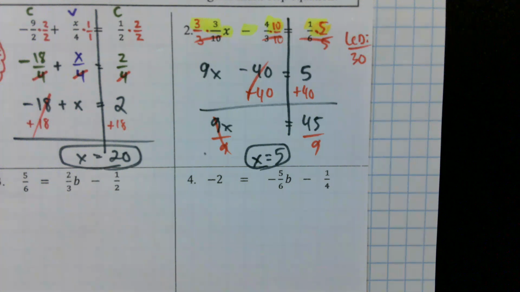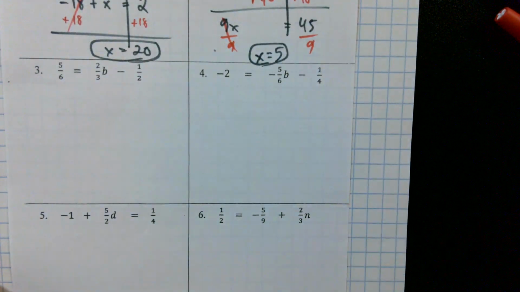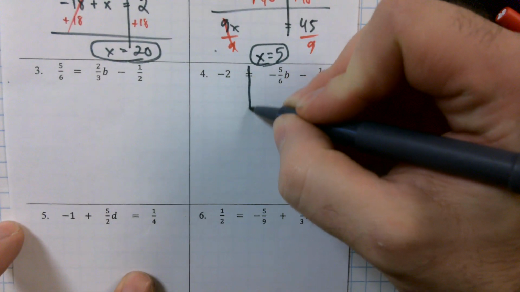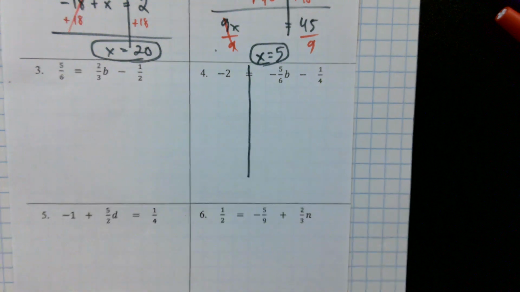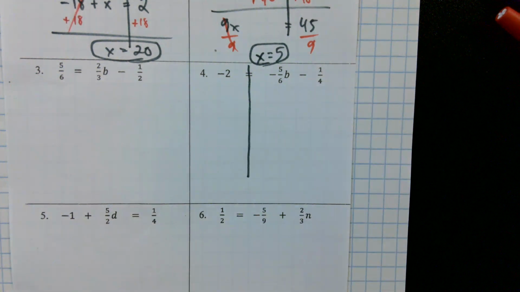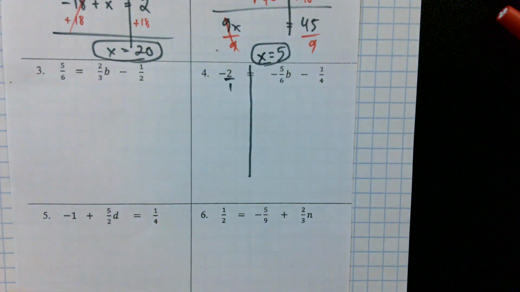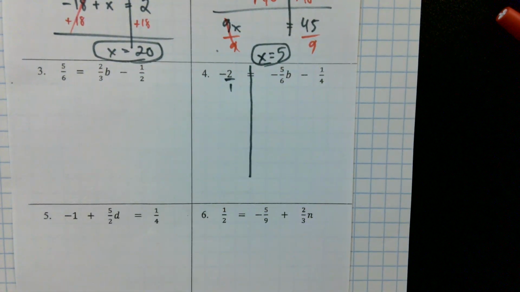I'm going to skip number 3. Okay, you guys will do that in a second. Number 4, what do I need to do here in number 4? Even before I find my LCD, Liana, what do I want to do? You need to turn -2 into a fraction. How can I turn -2 into a fraction, Liana? By making the denominator 1. Exactly. I'm going to make the denominator 1.